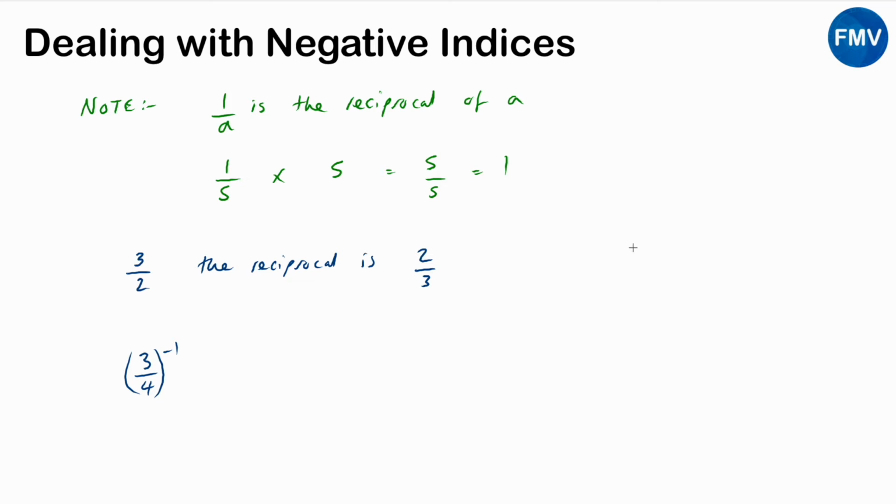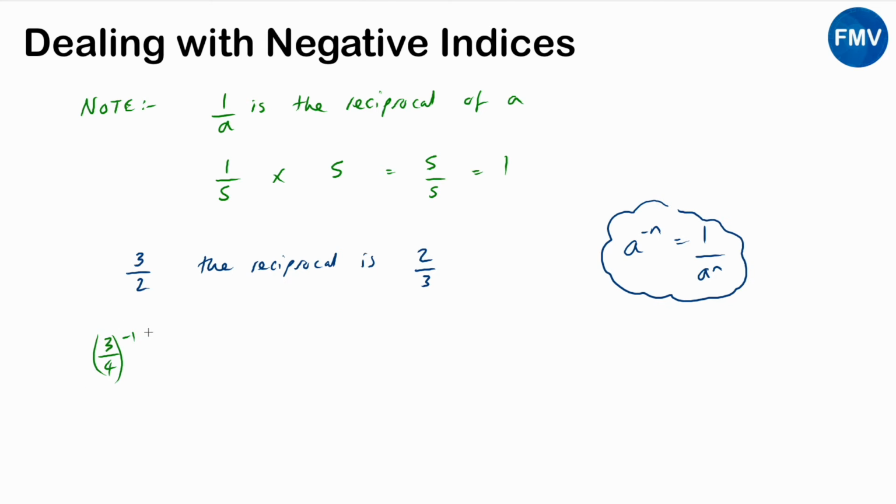If we go back to our rule, a to the negative n is equal to 1 over a to the n. We need to remember that one. Before we look at the reciprocal, let's look at writing that slightly differently. Let's understand what that means. That means 1 over 3/4, which is the same as saying 1 divided by 3/4, which is the same as saying 1 multiplied by 4 over 3, which is just 4 over 3. Now I can put that back into a bracket and raise to the power of 1. If you look at this, that is the same as saying this. Bear that one in mind for a second.